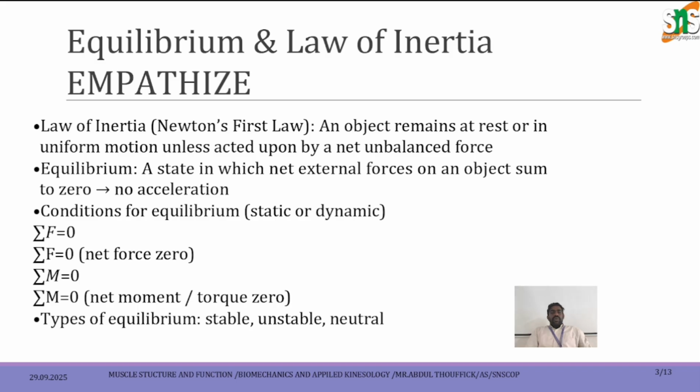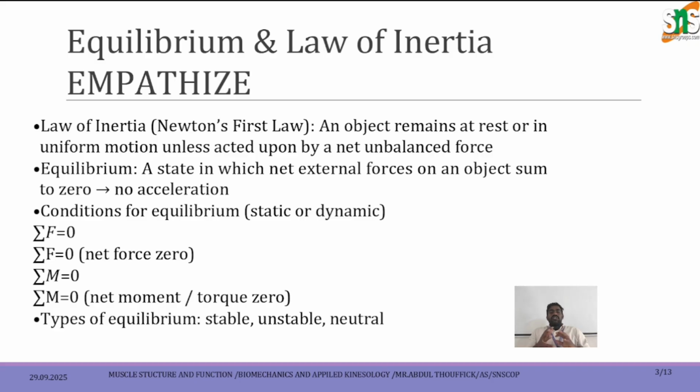So to emphasize the topic, equilibrium and law of inertia. Law of inertia means Newton's first law: an object remains at rest or in uniform motion unless acted upon by a net unbalanced force. It is called the law of inertia. So equilibrium is a state in which the net external force on an object sums to zero, and no acceleration occurs. So what are the conditions for equilibrium, static or dynamic?